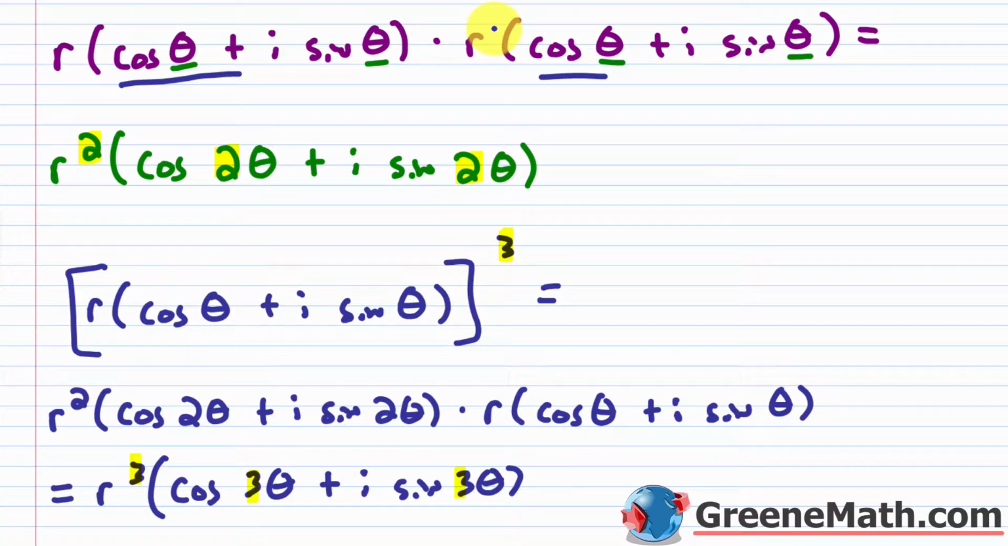R times r times r. And then you have this one, and another one. So if you're adding the arguments, you have theta plus theta plus theta, which is 3 theta, okay? So that's what's going to work. If you raise this to the 4th power, you see the same thing, 5th power, 6th power, whatever you want to do, any real number.